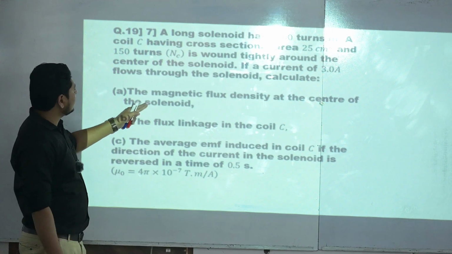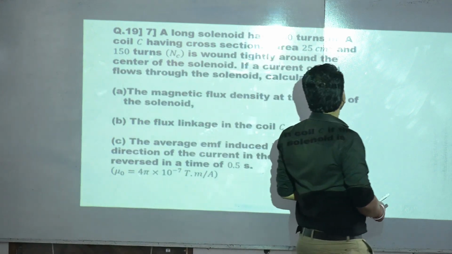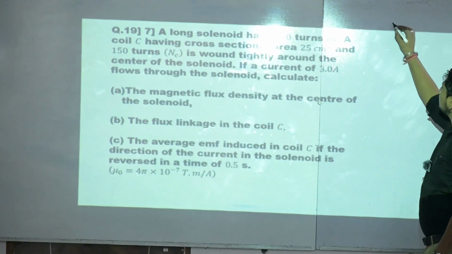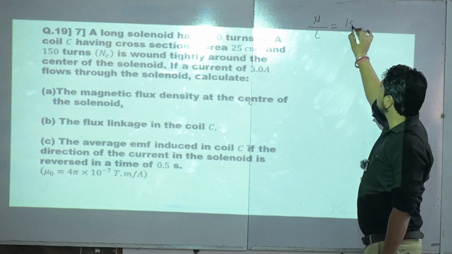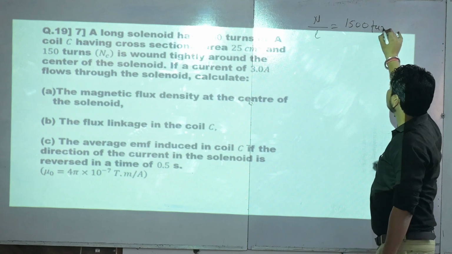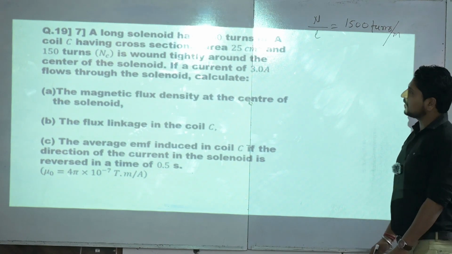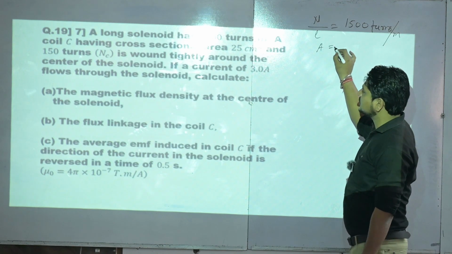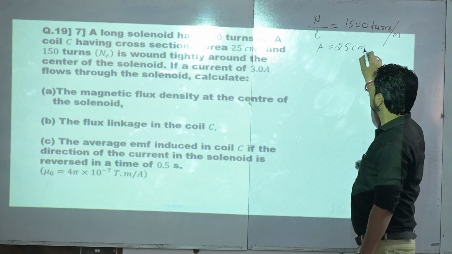Let's look at the question. From the question we understand that it is a long solenoid, has 1500 turns per meter, so this is the number of turns per unit length, 1500 turns per meter. Of coil C having a cross section area is given, this is the area for the coil C, 25 centimeter square.